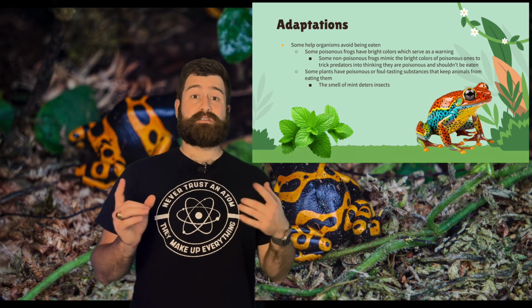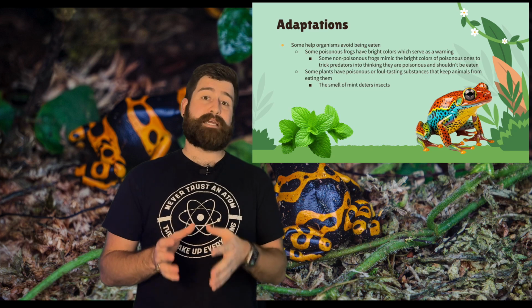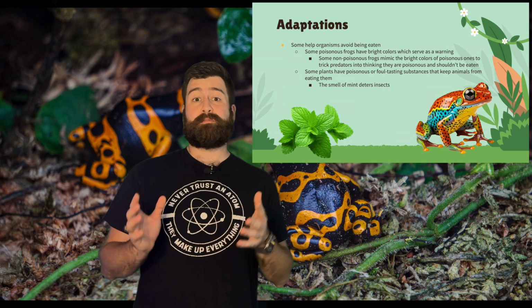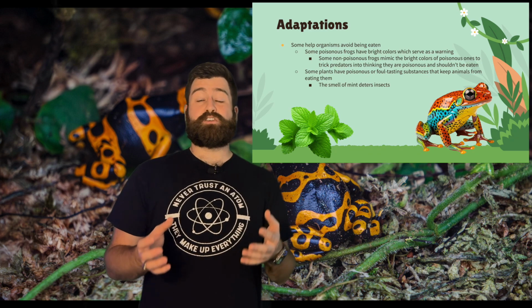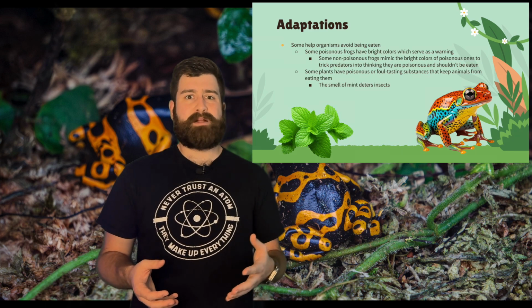Besides animals, though, some plants also have poisonous or foul-tasting substances that keep animals from eating them. One example of this is the smell of mint. It deters insects, and mice don't like the smell of mint either.